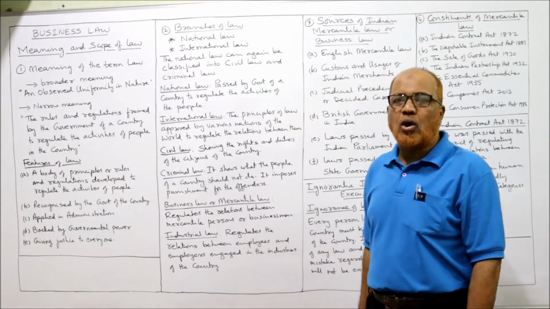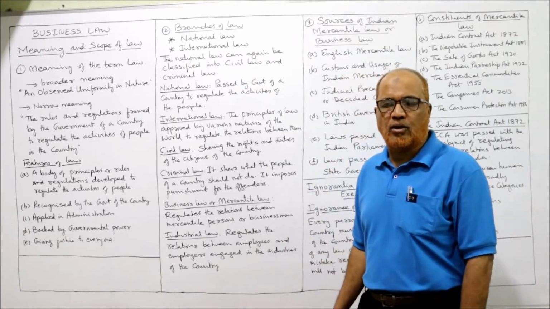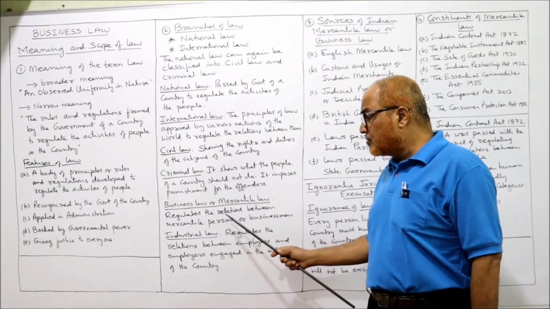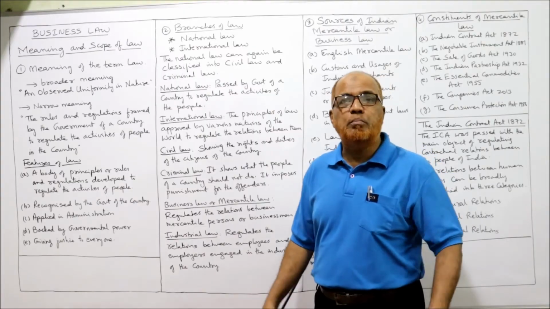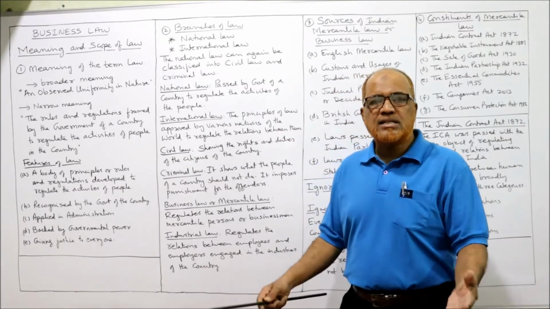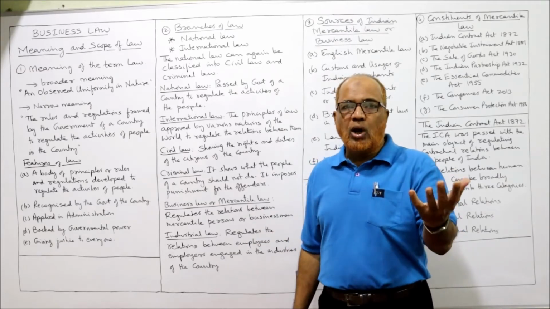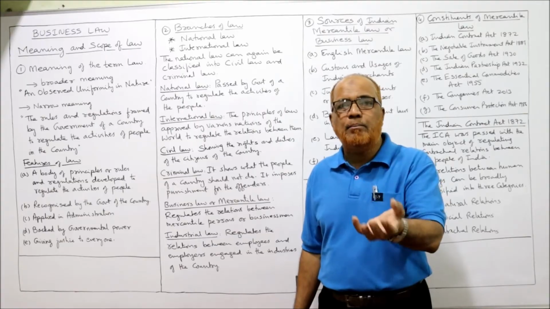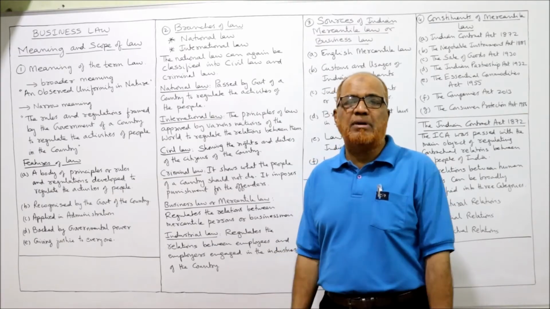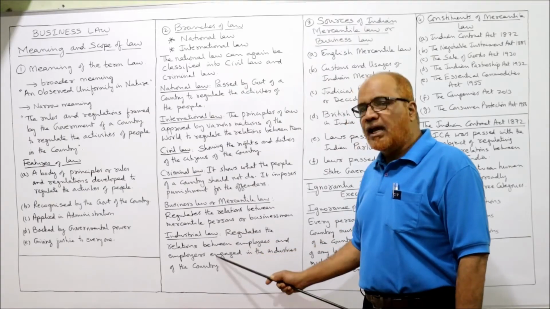Next, business law or mercantile law. Our subject is business law and mercantile law. What is this law? It regulates the relationship between mercantile persons or businessmen. A mercantile person or businessman will have dealings with one another. So the law which regulates the activities of mercantile persons or businessmen is called mercantile law or business law.